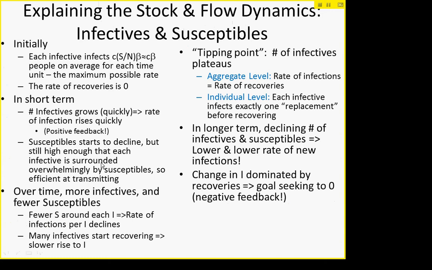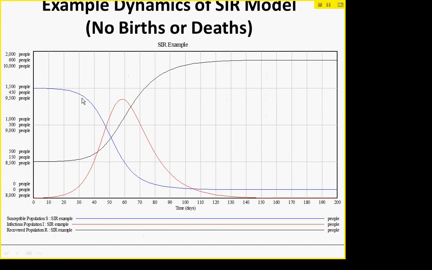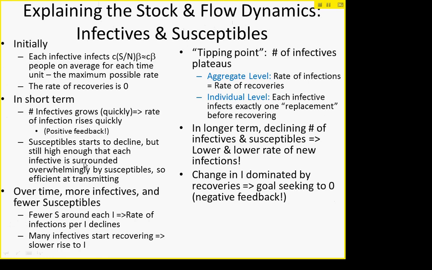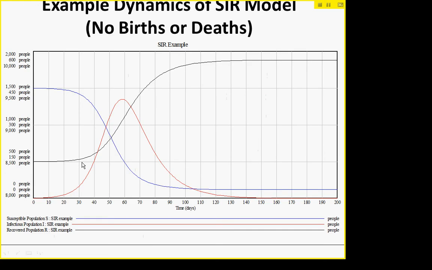One infects two, infects four, infects eight, etc. And the number of susceptibles has started to decline. It's started to come down, but it's still not to the point where it's really cutting into that process, right? So each infective is still surrounded overwhelmingly by susceptibles, so they're very efficient at transmitting. However, over time, what happens then? Why does this plateau out appear? Why does it start to plateau? Why doesn't it just go up? Why doesn't this go up without limit?